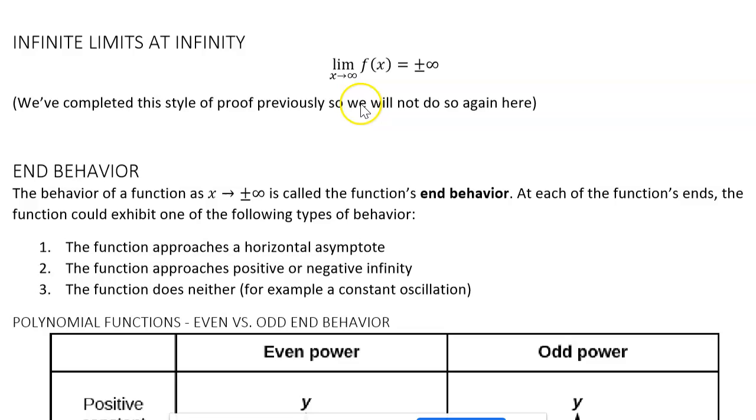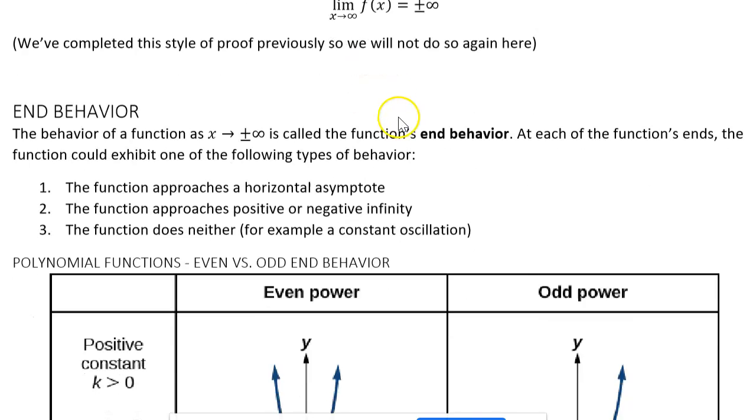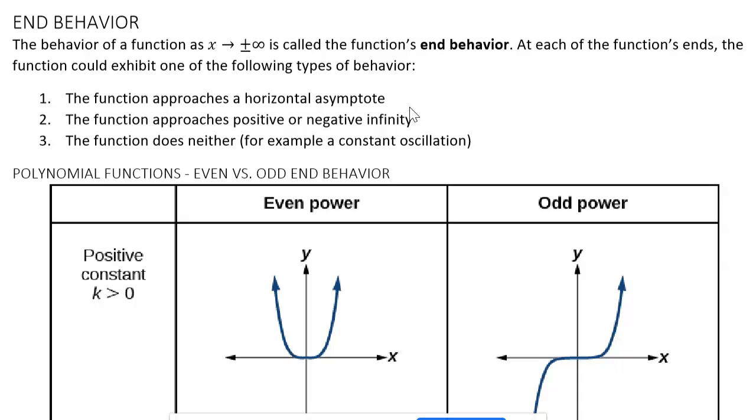For the next portion, we're going to be talking about function sketching. And so we want to review from our previous algebra classes end behavior. The end behavior of a function is literally what the function does at its ends. It can approach a horizontal asymptote, it can approach positive or negative infinity, and technically it could do neither. Like sine doesn't do either of those things as x approaches infinity.